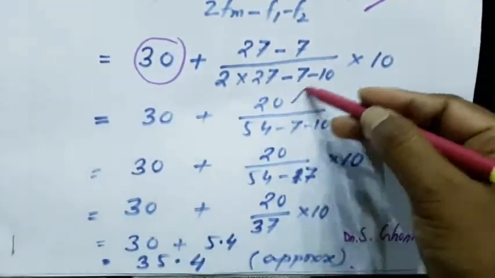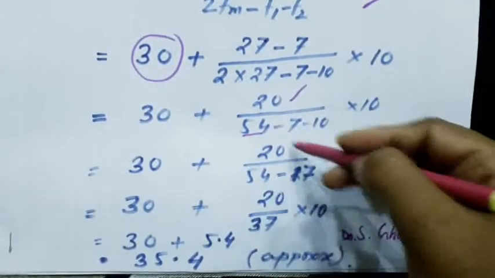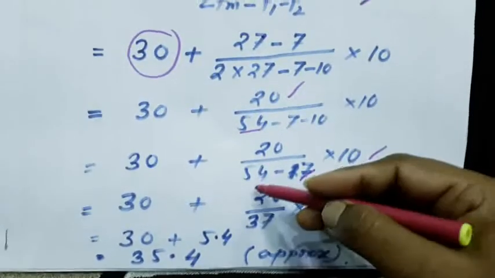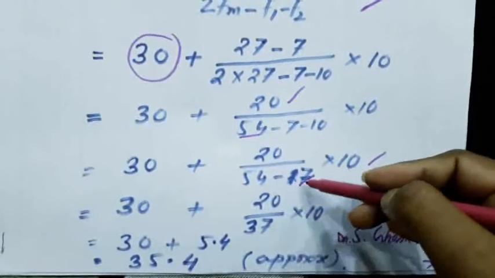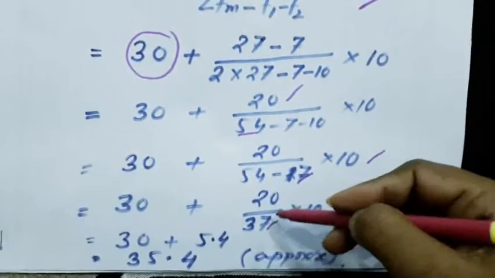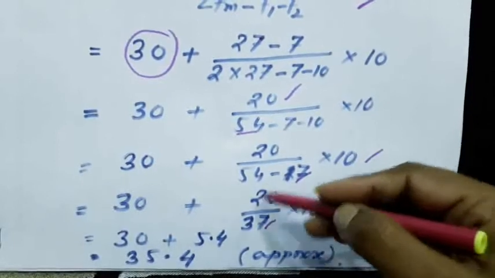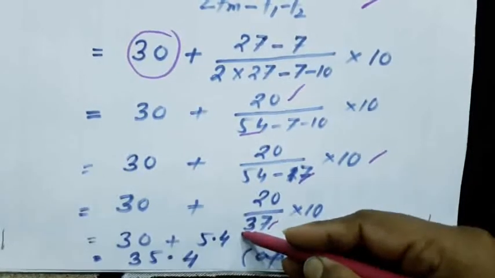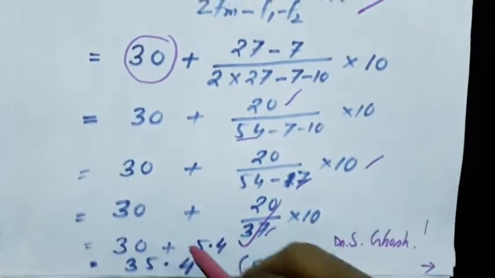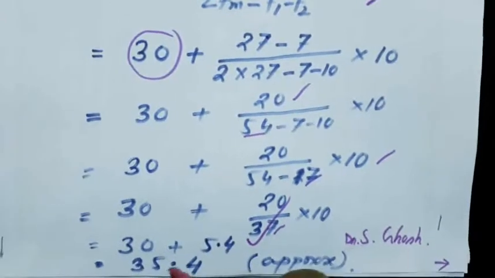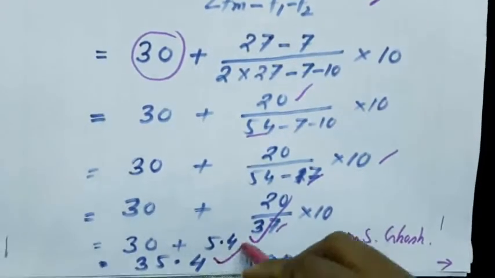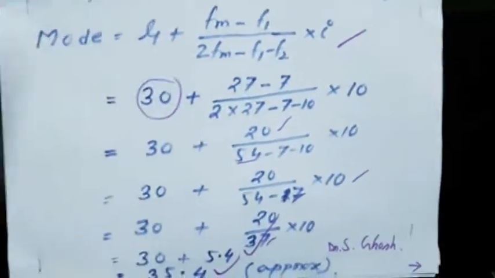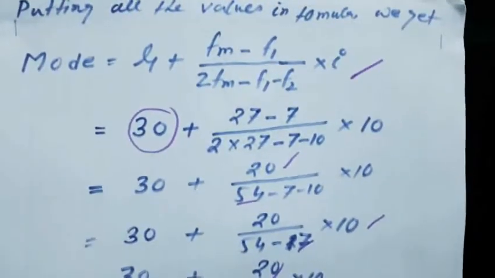2 into 27 is 54, 7 and 10 is 17, 54 minus 17 is 37, so it is 200 by 37 in the denominator part. If we calculate this, you will get 5.4. Now if we add 30 plus 5.4, we get 35.4. This is the mode.